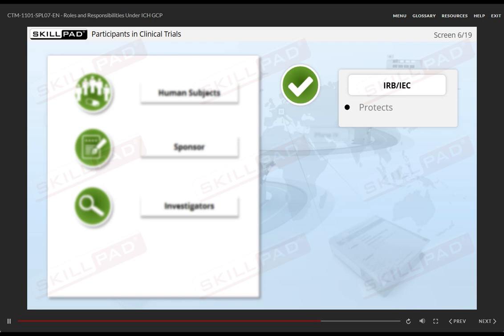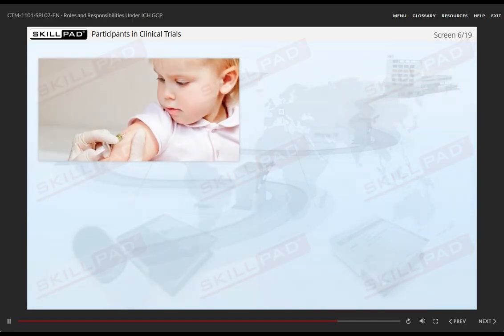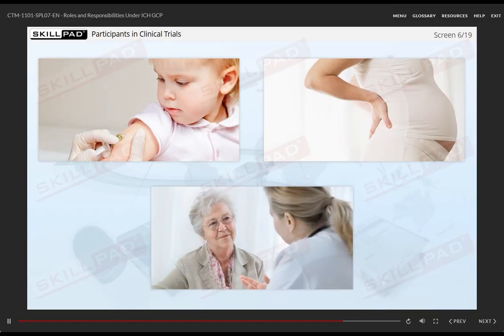Special attention must be given to trials that may include vulnerable subjects. Vulnerable subjects include children, pregnant women, the elderly, prisoners, and the mentally and physically disabled. In the following screens, we will look at how the welfare of human trial subjects is safeguarded. To do this, we will need to understand the roles and responsibilities of sponsors, IRBs and IECs, and investigators in more detail.